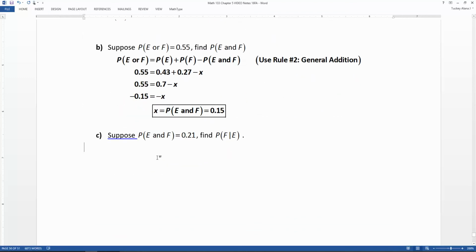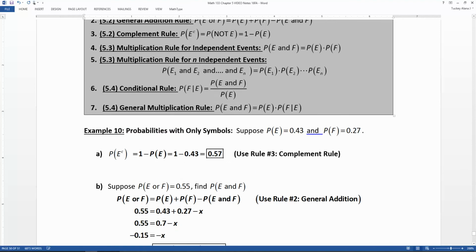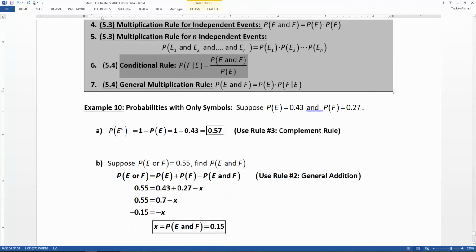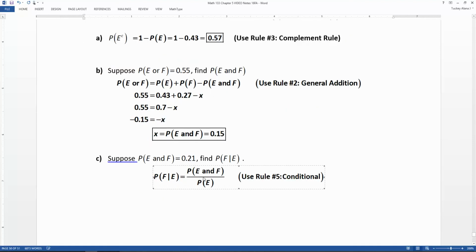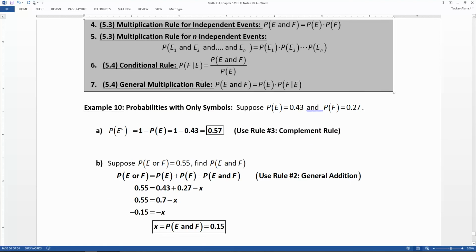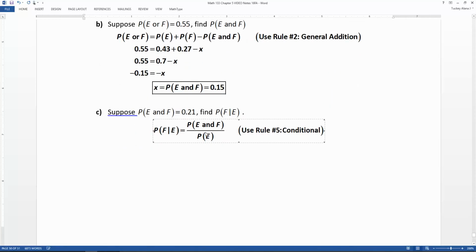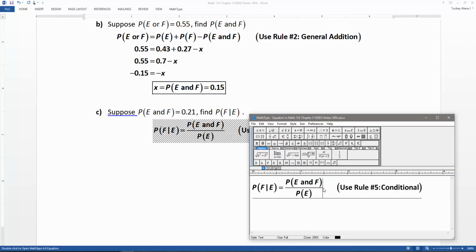Okay, now for this one, we're going to use rule number 6, the conditional rule, this one. Now I know it's the conditional rule primarily because of one of the things they're asking. I mean, technically, we could have used number 7 as well. 6 or 7 would have worked, so it doesn't really matter which one we want. Now we know that we want the probability of F given E, that's what I'm looking for. You could call it X if you like, or you could just call it probability of F given E. It doesn't really make any difference.